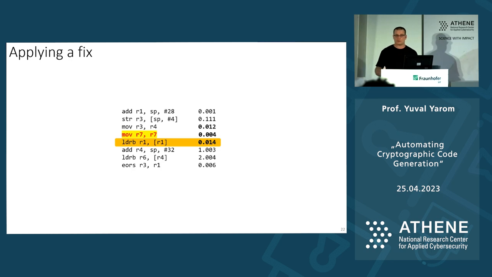So now we have a process that takes the software, runs it through ELMO, finds where it leaks and why, fixes that, and we repeat that until all leaks disappear, until we decide that we don't know what to do next.